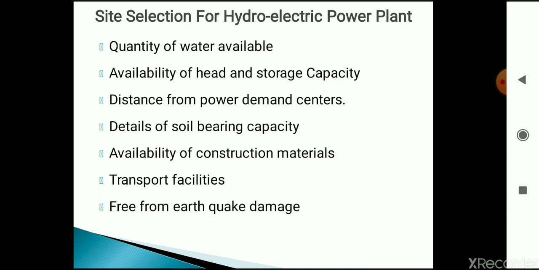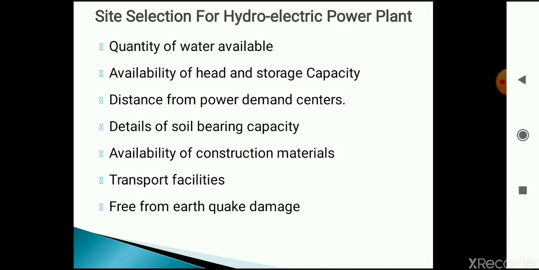Next is distance from power demand centers. The power plant should not be located at a longer distance from demand centers so as to avoid transmission losses and transmission cost. Next is load bearing capacity of soil. We should know the details of load bearing capacity of soil for that particular location. Next is availability of construction material. Whatever material is required to construct the hydroelectric power plant should be easily available at that location.